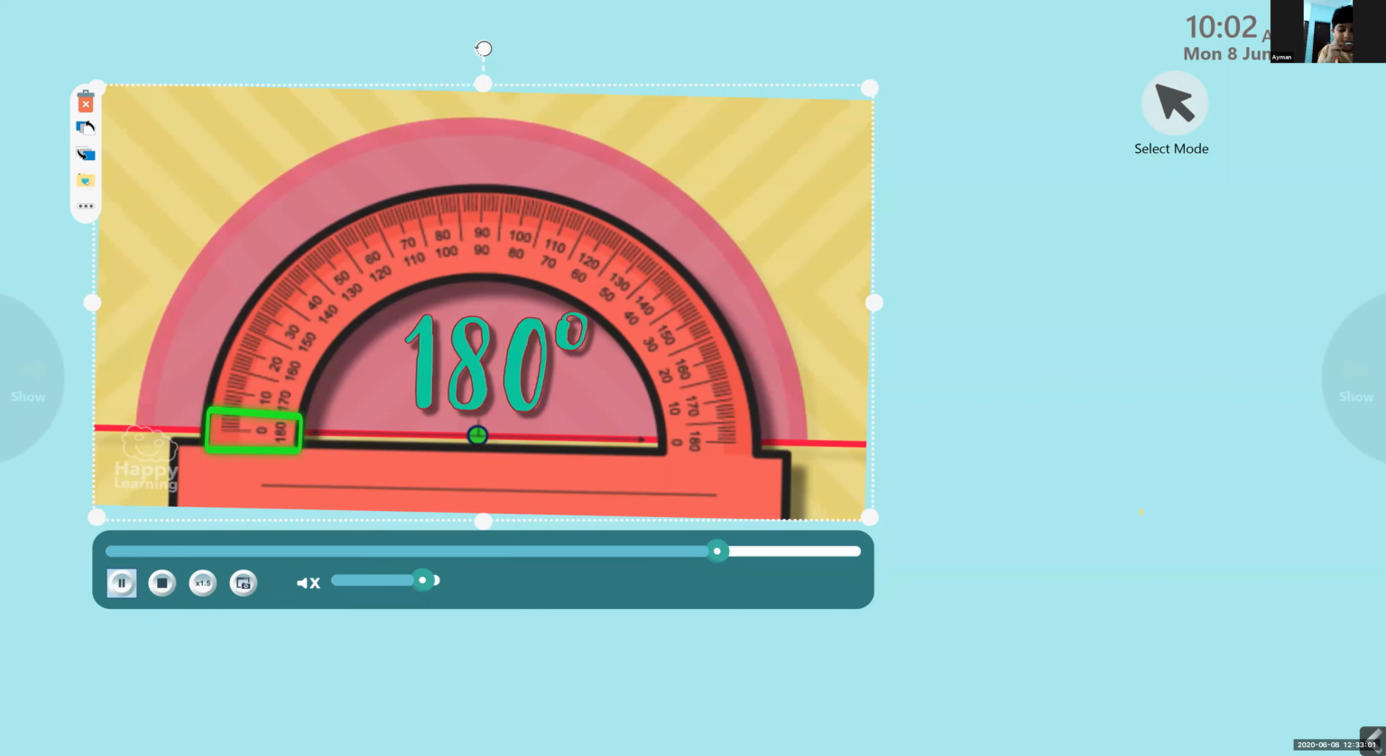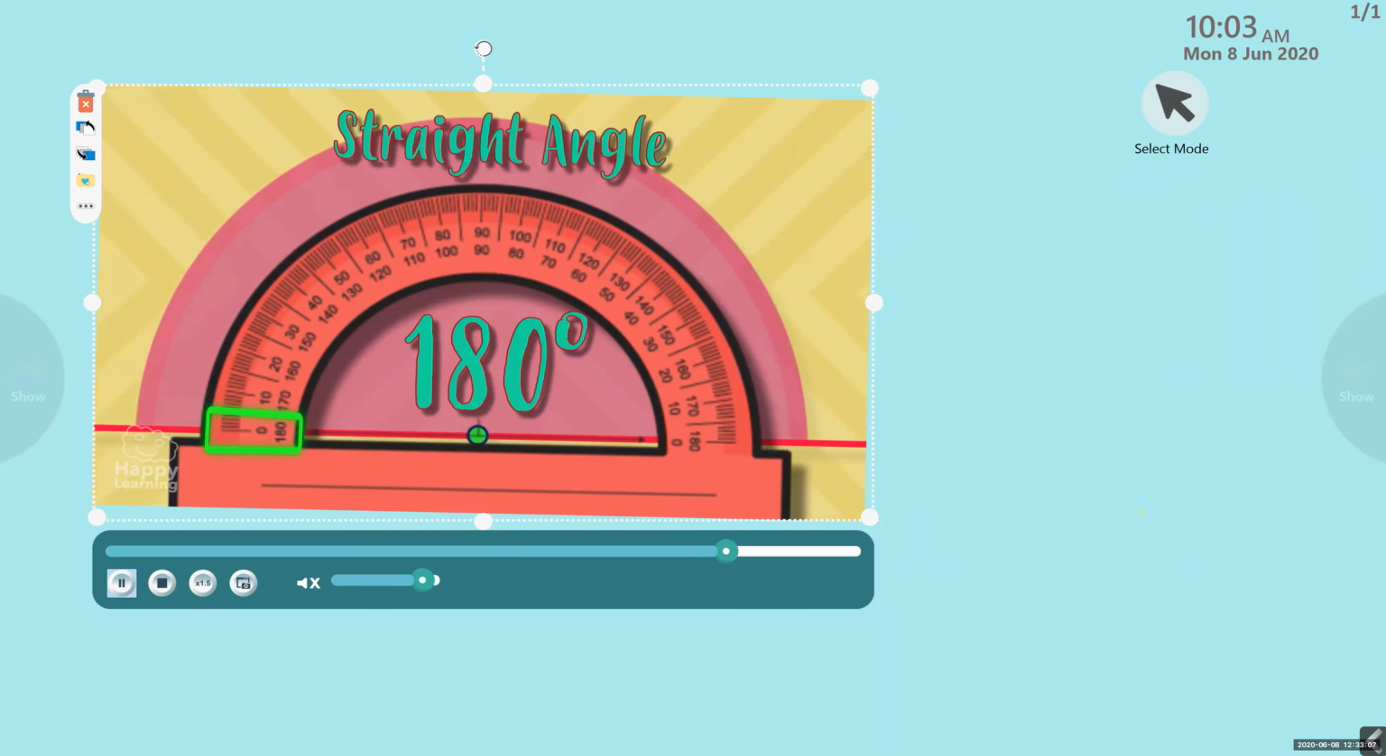Ma'am, I have a doubt. Ma'am, the circle is 360 degrees. Yes, a circle is 360 degrees. So if two protractors join, it will become 360 degrees. Okay, Ayman, I will explain.